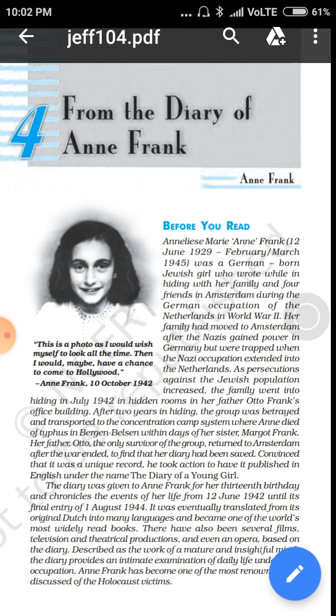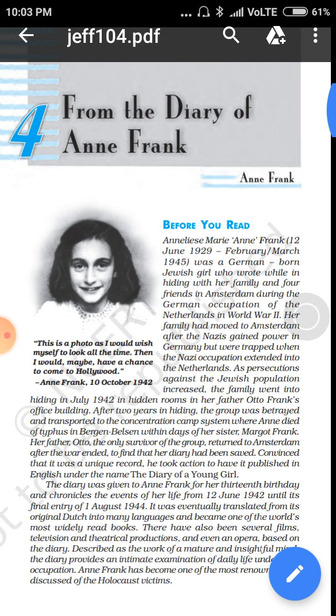Anne Frank was 13 years old, but the writing was mature, and it is felt that this has been written by a person whose mind is full of insight. The diary provides an intimate examination of daily life under Nazi occupation. Anne Frank has become one of the most renowned and discussed of the Holocaust victims. Holocaust is a great destruction.